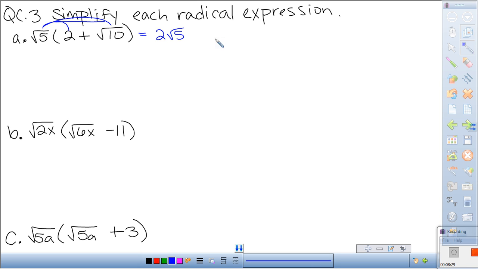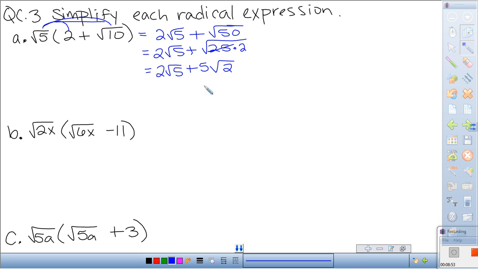And the square root of 5 times the square root of 10 is plus the square root of 50. Well, since 50 is a big number, I know that I can probably simplify that. So I have 2 square roots of 5 plus 50 would be the square root of 25 times 2. 25 times 2 is 50, and 25 is a perfect square. So I have 2 square roots of 5 plus the square root of 25 is 5 square roots of 2.